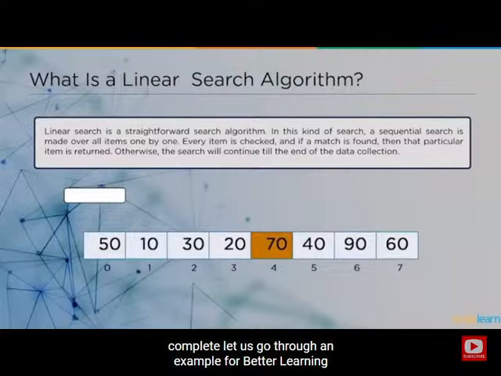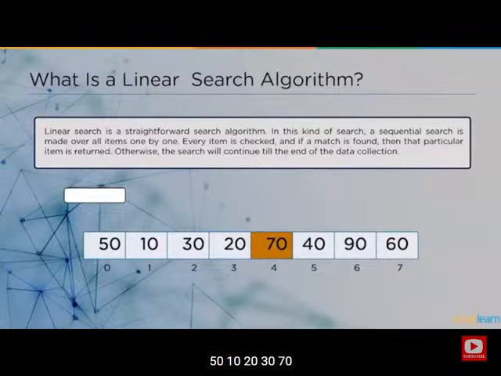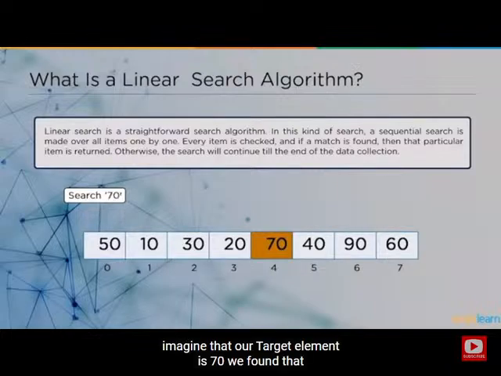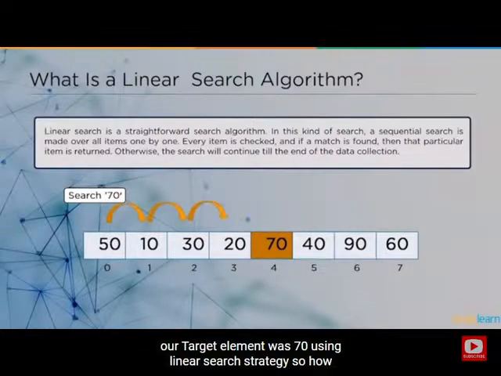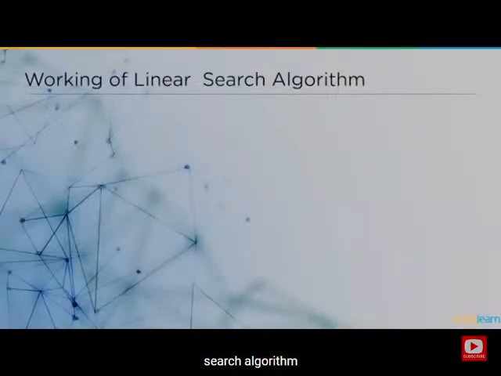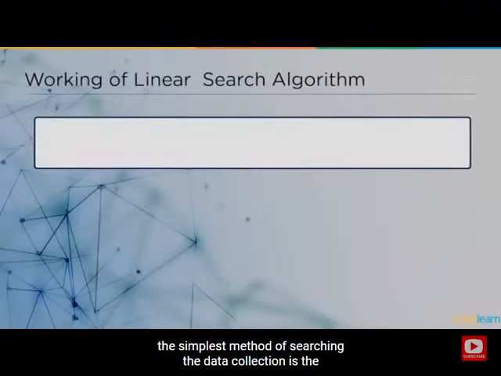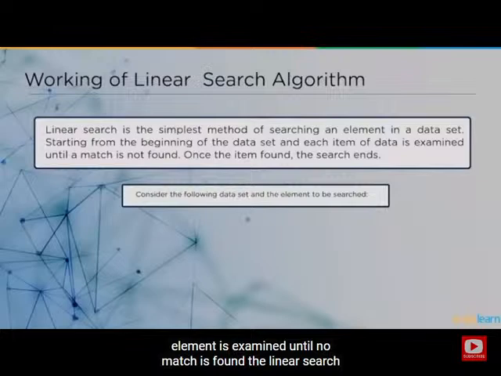On my screen, we have the following elements: 50, 10, 20, 30, 70, 40, 90, 60, as randomly distributed elements. Let us imagine that our target element is 70. We found that our target element was 70 using the linear search strategy. So, how does it work? In the next segment, we will look into the working of the linear search algorithm. The simplest method of searching a data collection is the linear search. Starting from the beginning of the dataset, each element is examined until a match is found. The linear search is completed after the item has been located.